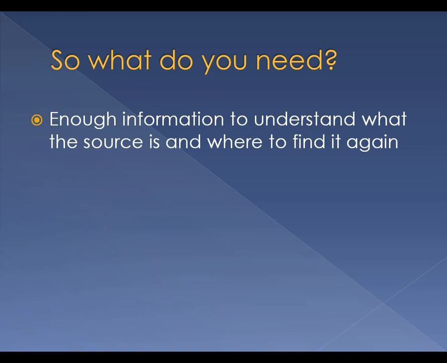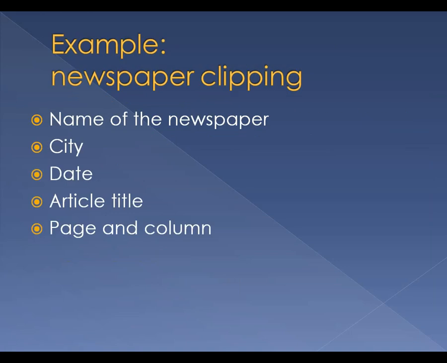You're going to need to have enough information to understand what the source is that you're looking at and where to find it again. For example, let's say you have a newspaper clipping. You're going to need to include the name of the newspaper, the city where it was published, the date of publication, the article title, the page and column. That's the basic information that you need to find a particular article in a newspaper. So there's nothing exotic about this.